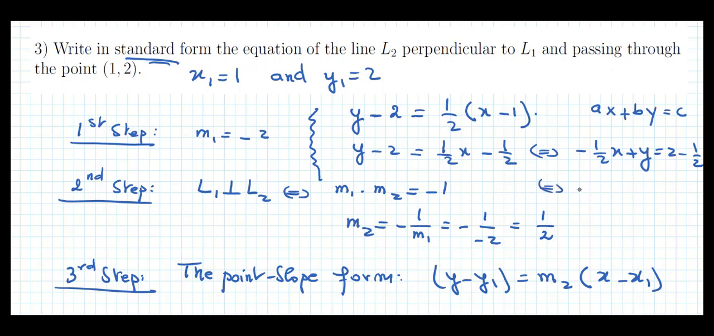So that we get minus half x plus y equals 3 over 2. We can stop here, or we can make this equation prettier. So we can multiply by minus 2 to both sides. Minus 2 times minus half is 1, so we get here x minus 2y equals minus 3.